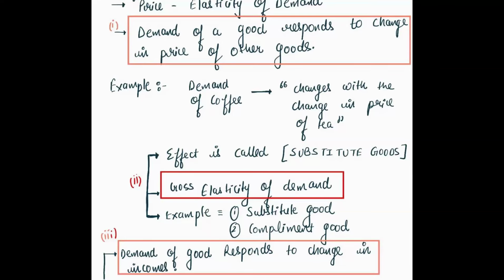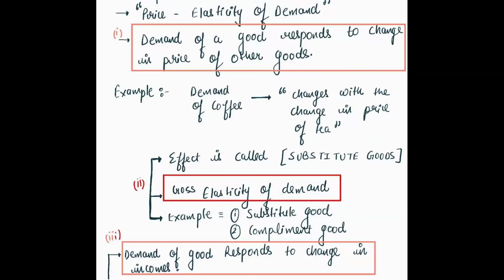The third category is demand of a good responding to the change in income. With income also we have seen normal goods and inferior goods. With the change in income also, demand is responding to it. So whenever there is a response of anything, it comes with the word elastic.